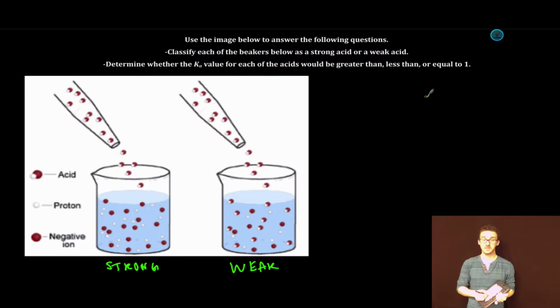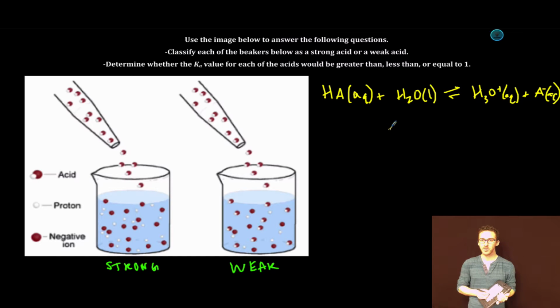All right, let's take a look at this second question. It says determine whether the Ka value for each of the acids would be greater than, less than, or equal to 1. Well, to answer this, I'm going to write out the general equation for the ionization of an acid in water. Boom. And I'm going to write out the general expression for the acid ionization constant Ka. Boom. Remember, water is not included because it's a pure liquid.